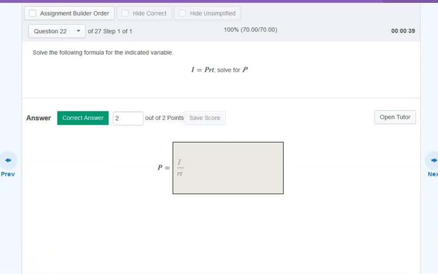Now again, since this is a final exam, you're getting a little bit of everything. Here they want you to solve for P. So I equals PRT. So you're going to divide both sides by the factors you don't want, RT on this side, RT on that side. Here these cancel out, and you're left with P equals I over RT. Again, hopefully something that's well mastered at this time.